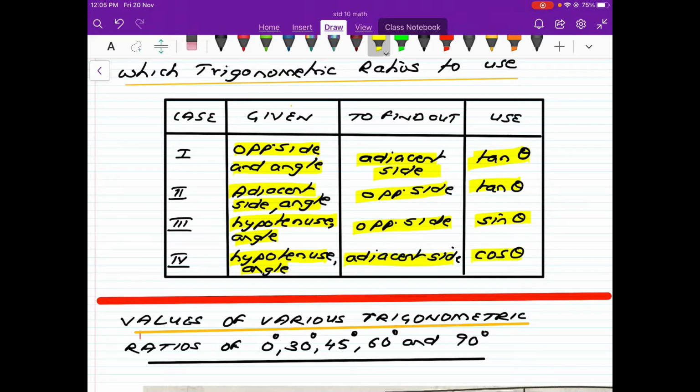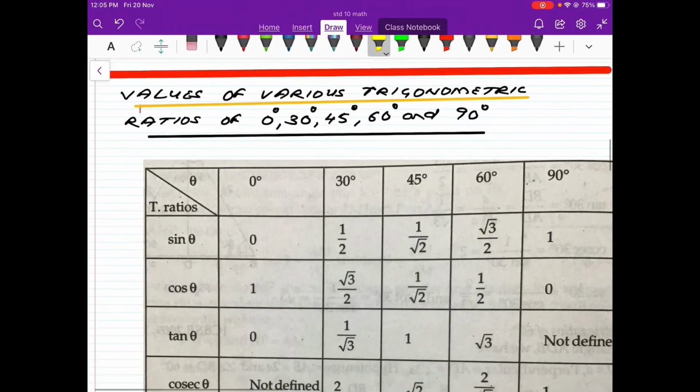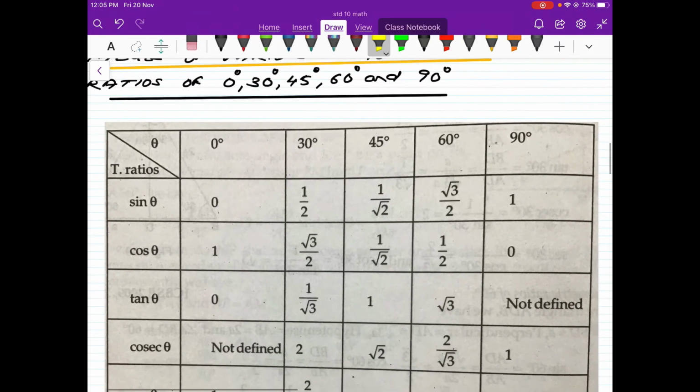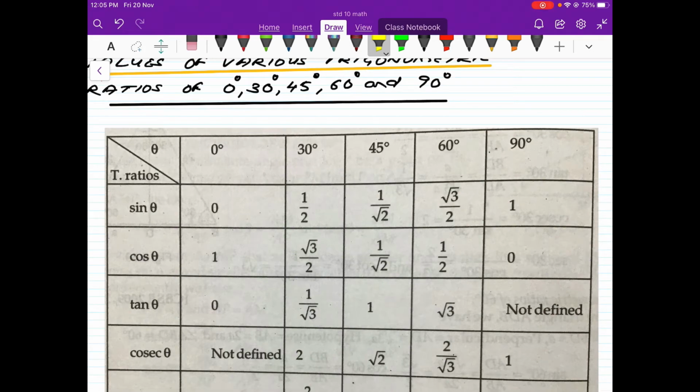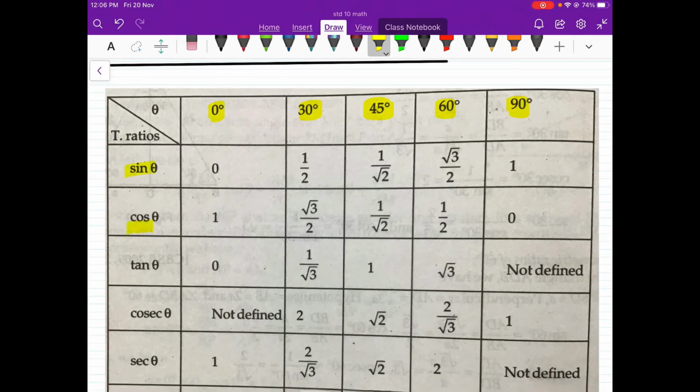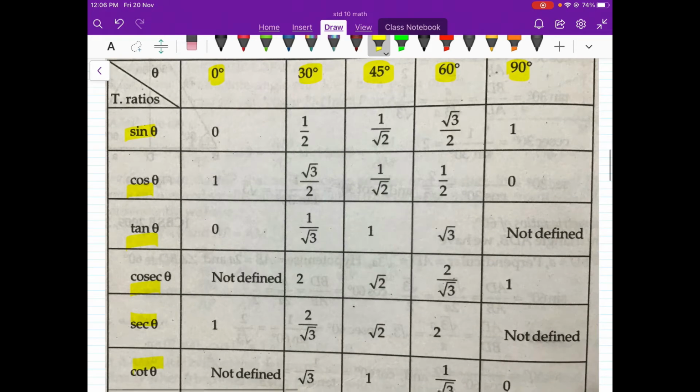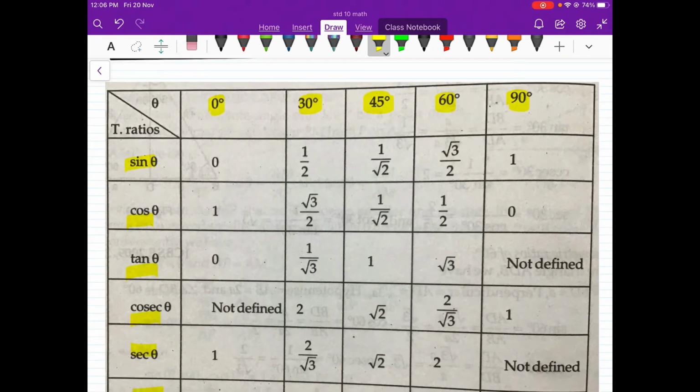All this is based on the trigonometric ratios which we have studied in the first chapter called Introduction to Trigonometry. Because we want to find the values of heights and distances, we should know the values of the different angles. The angles which are generally used are 0, 30, 45, 60 and 90. Since there are 6 different ratios, sine, cos, tan, cosec, sec and cot, we should know these values. For example, sine 0 is 0, sine 30 is half, sine 45 is 1 upon root 2, sine 60 is root 3 upon 2 and sine 90 is 1.